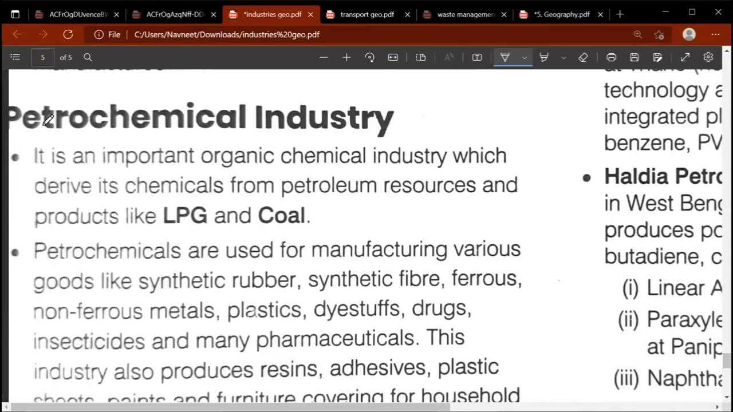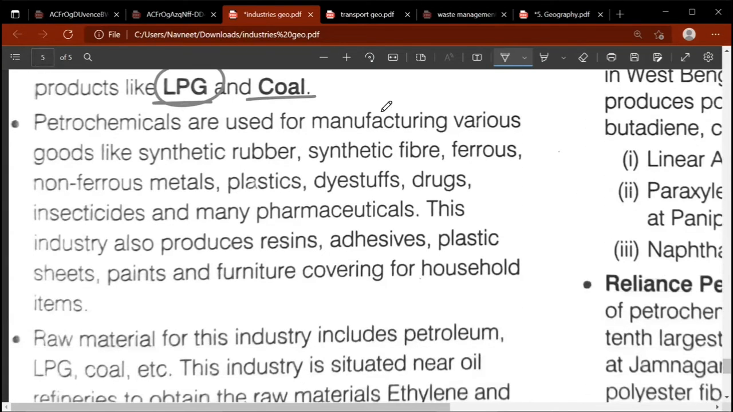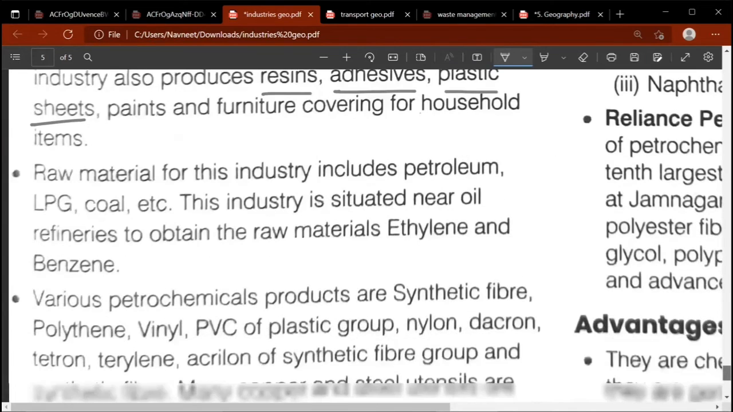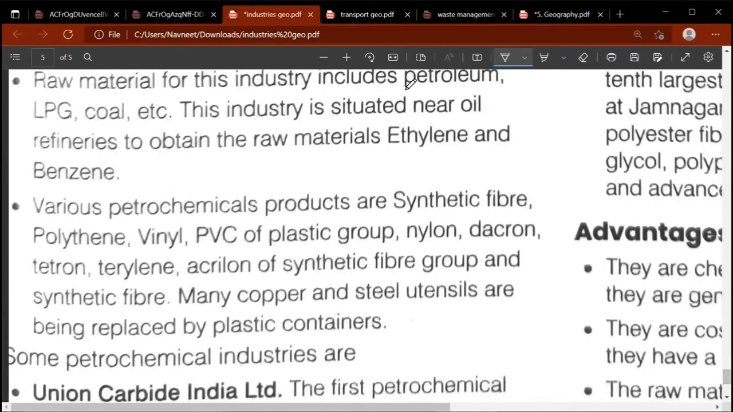Now let's move on to the petrochemical industry. It is an important organic chemical industry which derives its chemicals from petroleum resources and products like LPG and coal. LPG full form is liquefied petroleum gas. Petrochemicals are used for manufacturing various goods like synthetic rubber, synthetic fiber, ferrous and non-ferrous metals, plastics, dyestuffs, drugs, etc. This industry also produces resins, adhesives, plastic sheets, etc. Raw materials for this industry include petroleum, LPG, coal, etc.